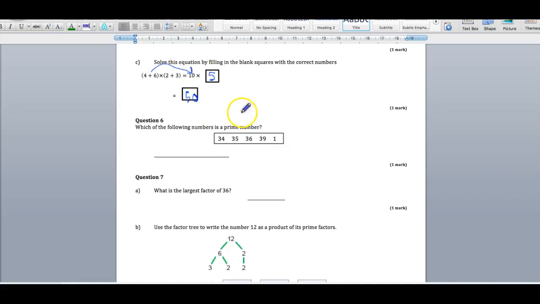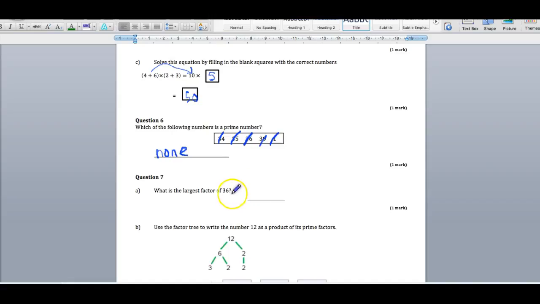Which of the following numbers is a prime number? And it wasn't until I did this test again that I realized none of them are actually prime numbers. So only a few of you realized that. Remember, any even number except for 2 can't be a prime number. So 34 is not a prime. 35 is divisible by 5 and 7. 36 is an even number. 39 is divisible by 3. And 1 is neither a prime or a composite. Okay, so none of them are prime numbers.